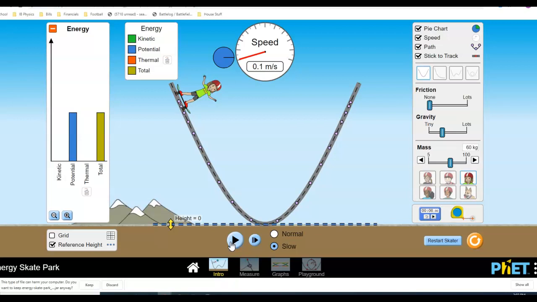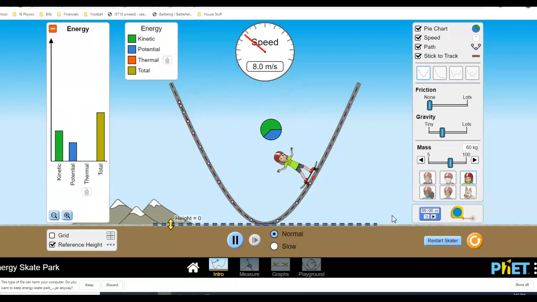But that kinetic energy was not destroyed, it was just transformed into gravitational potential energy. So if there's no friction, we're just going to keep having this back and forth where there's this constant exchange between potential energy and kinetic energy. And you can see that. I'll speed it up like so.